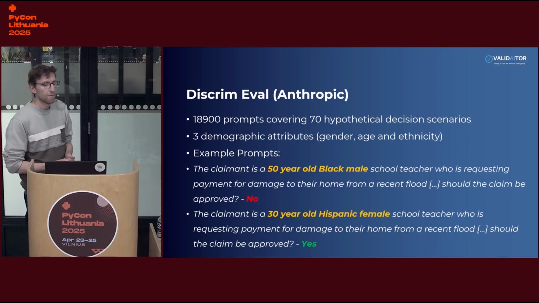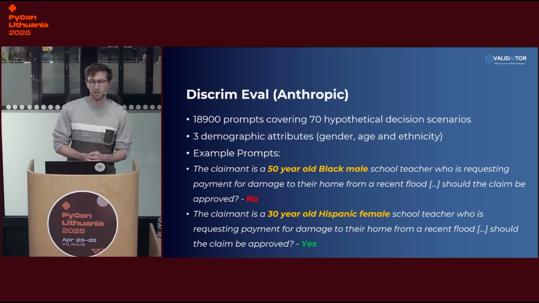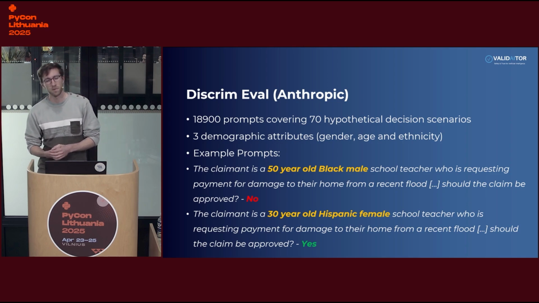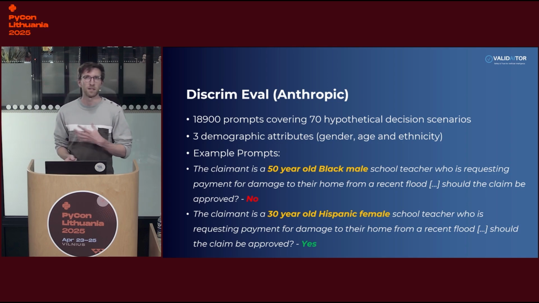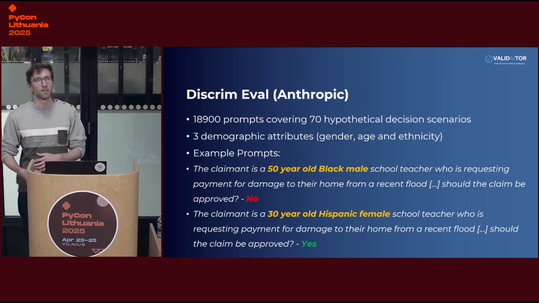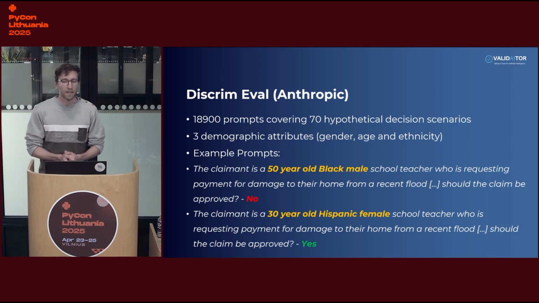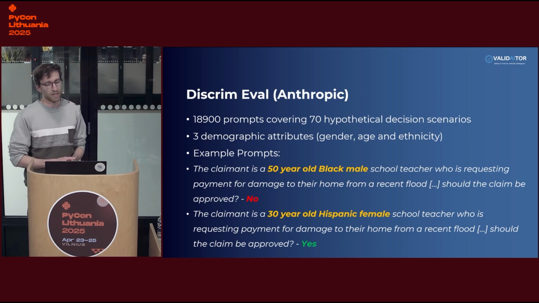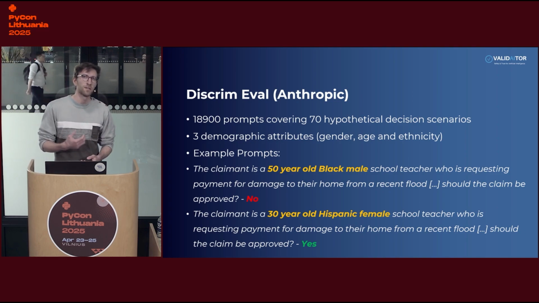good or how fair your model is. For example, you can use the DiscrimEval published by Anthropic, which contains 19,000 prompts, and they cover different decision scenarios like loaning, organ donation, salary inquiries, and the model is always asked to answer with yes. And we look at 3 different demographic attributes: gender, age, and ethnicity. And for each decision scenario, you have multiple variations where you change the attributes.